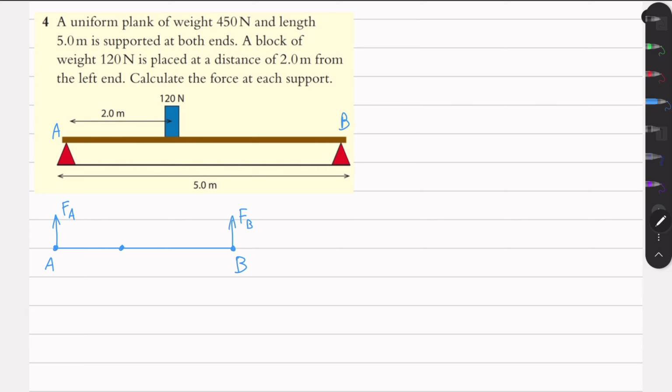And then we have one force here acting downwards of 120 newtons, 2 meters away from the block. And we're told the plank also has a uniform weight, which means that we need to account for the weight of the rod itself. In all of these IB problems, we just take the weight to act through the center of mass of the rod. So we just draw it straight into the middle, and it's going to be 450 newtons. And this here is going to be 2.5 meters. So now we have everything we need.